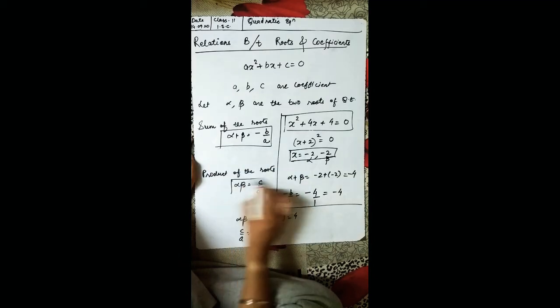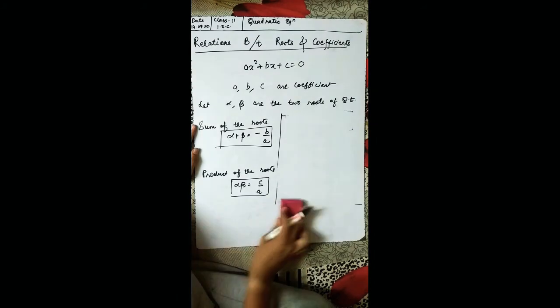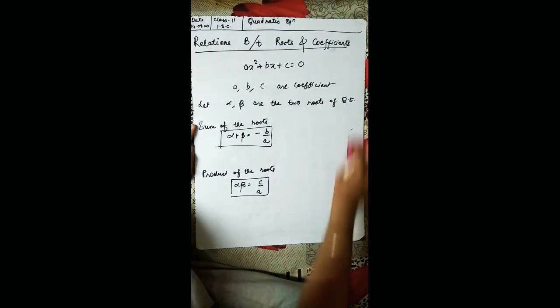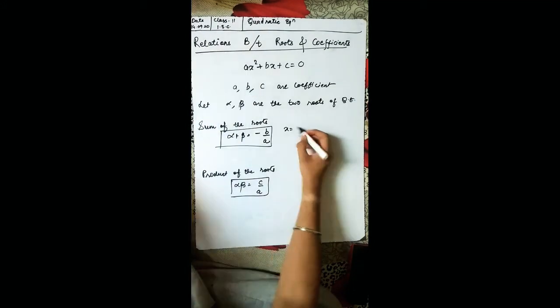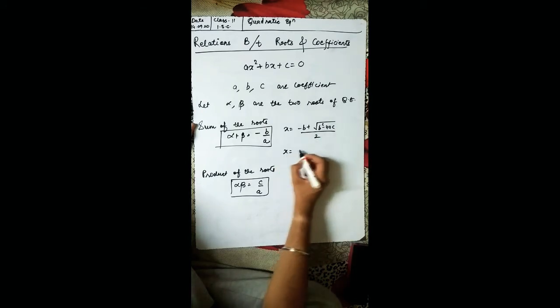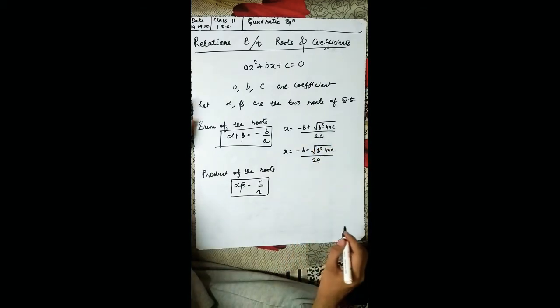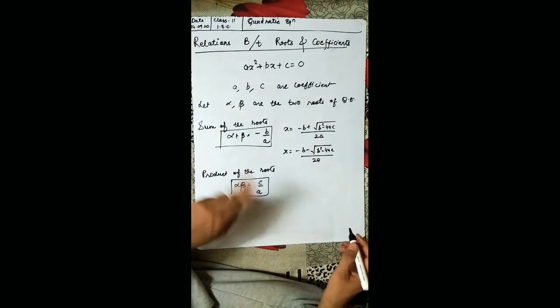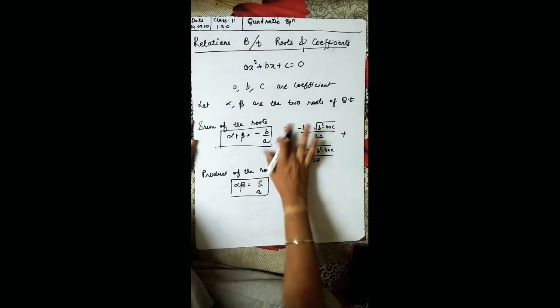The mathematical proof is really very simple, as you have to do this mathematical proof. What are the values of x? Minus b plus under root b square minus 4ac upon 2a, and the another value is minus b minus under root b square minus 4ac upon 2a. If you add both of them, that means there will be plus sign between them.